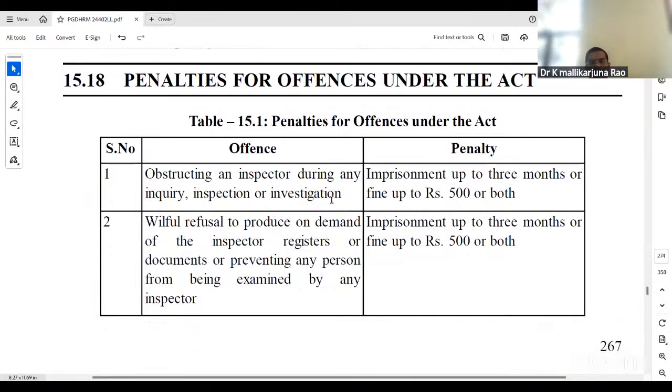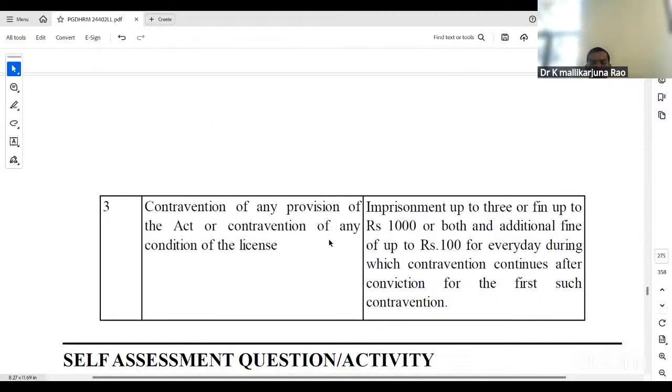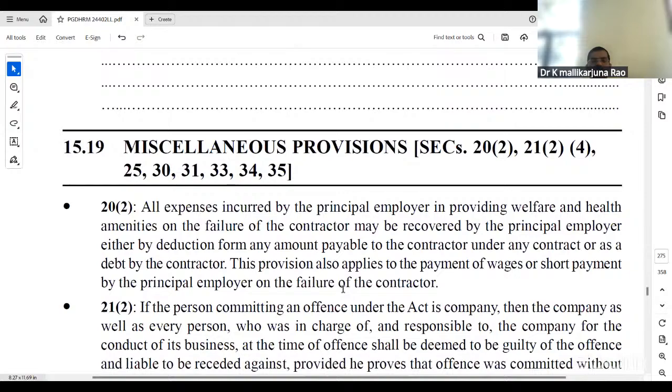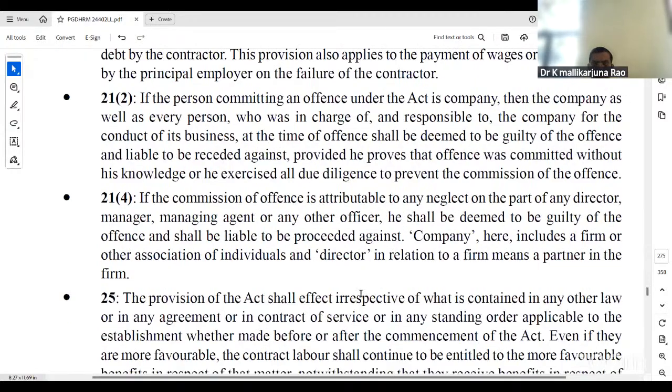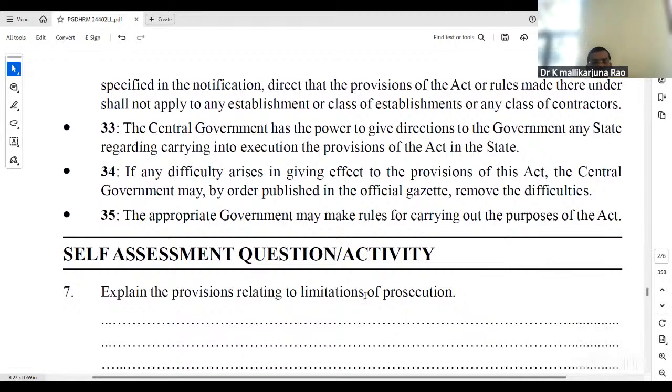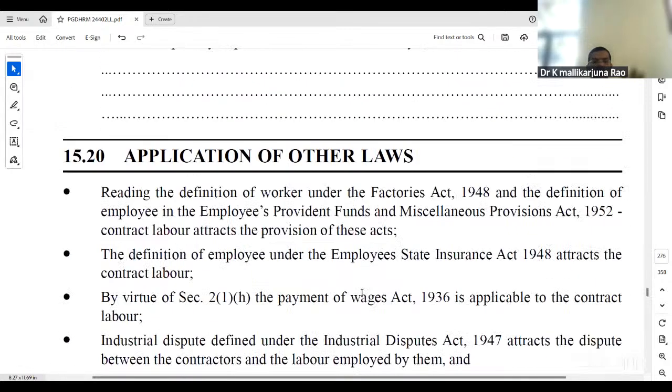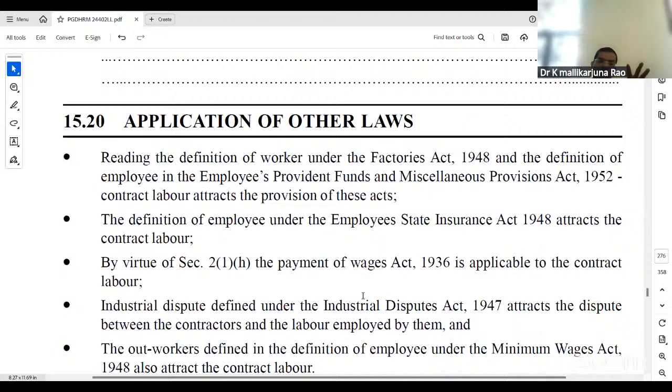So here the basic penalties are there. If those provisions are not implemented, or if any violations occur, they need to be penalized. Obstructing an inspector during any inquiry, inspection, or investigation is punishable with imprisonment up to 3 months, or a fine up to 500 rupees, as mentioned in this Act. So these are the basic penalties. Misdemeanors are also given in this Act. After this, we'll look at the applicability of other laws in relation to this Act.